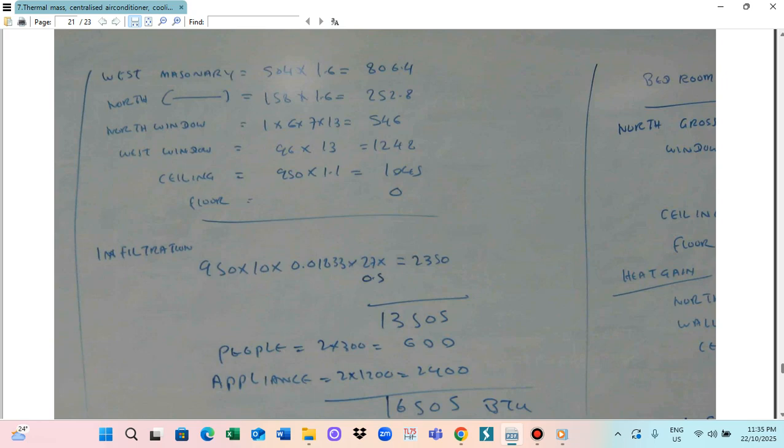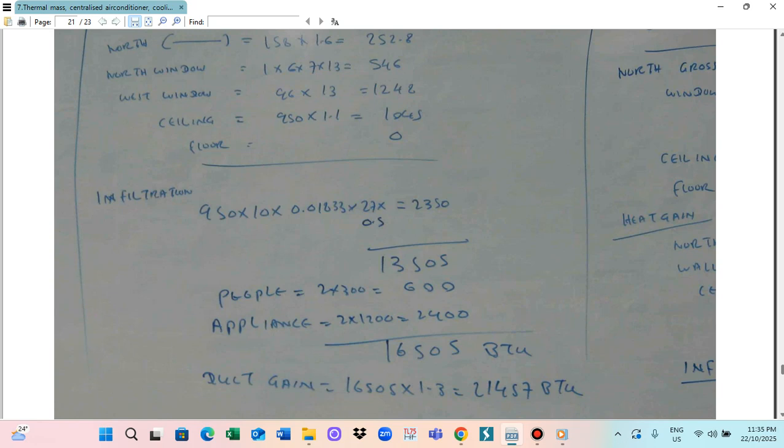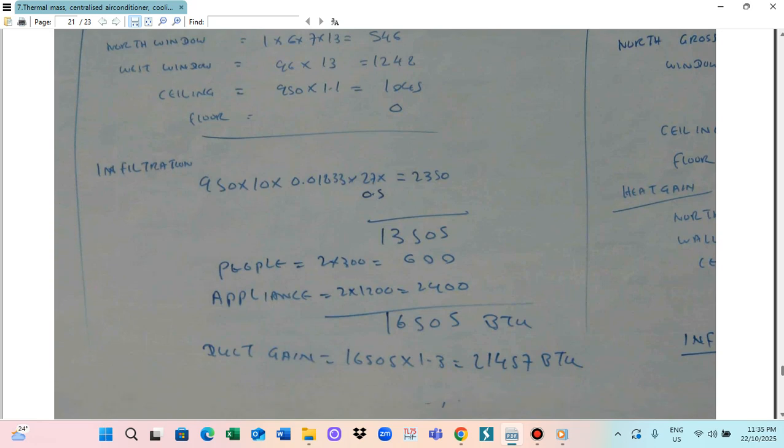Barrel 2 and 3, so there are 2 people. And the appliances are 2 multiplied by 1200, so 2400. Then you add all the things: 13508 plus 600 plus 2400. So you get 16505. Then this is the PDU, and you can calculate the charge gain.